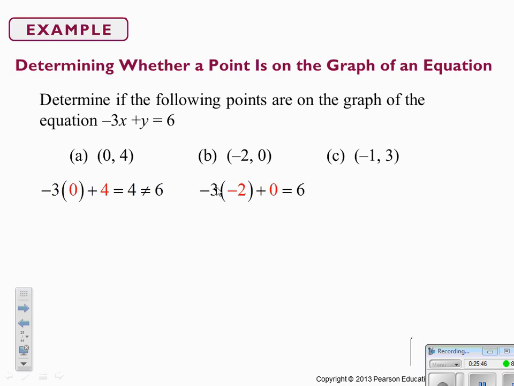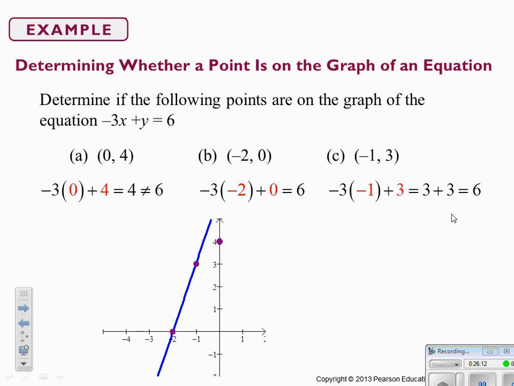B: negative 3 times negative 2, because we put negative 2 in for x, is positive 6. Plus 0 is equal to 6, and that is a point on our graph. We plug in negative 3 for x, so negative 3 times negative 3 is 9... and you add 3 to that, that is 6. So B and C are points on our graph. And if you look, here's our line: (negative 2, 0) and (negative 1, 3).